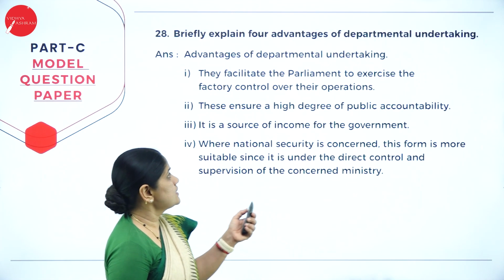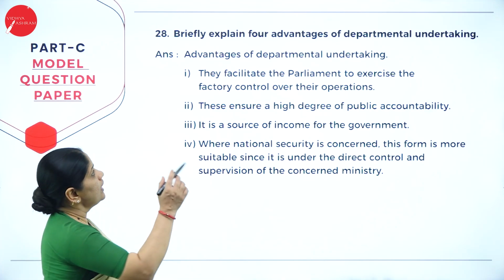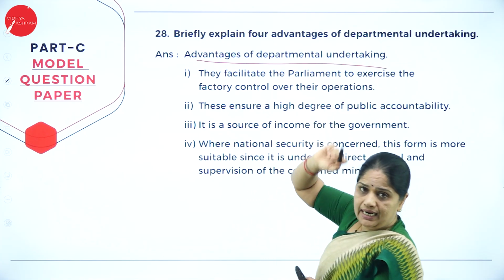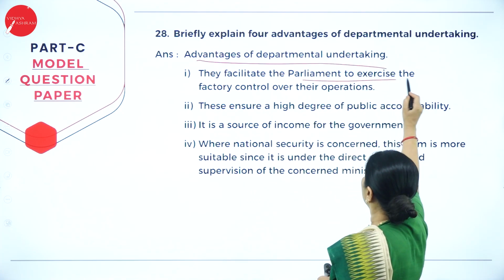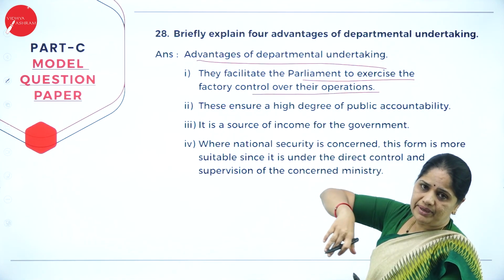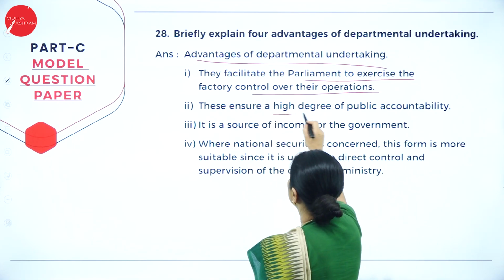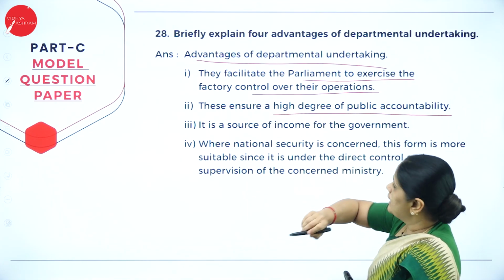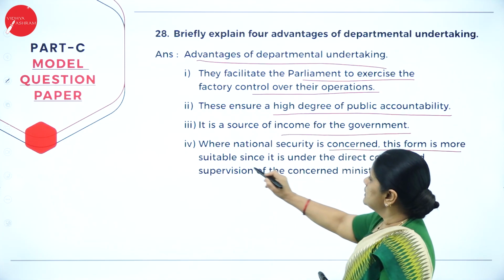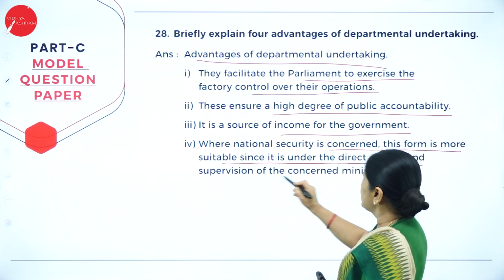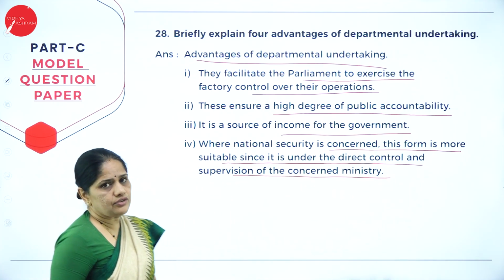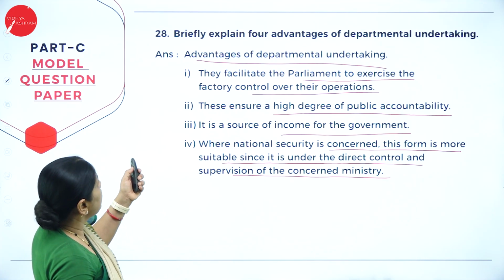Now let us go to the next question. Briefly explain the 4 advantages of departmental undertaking. First one is they facilitate the parliament to exercise control over their operations. They ensure a high degree of public accountability. It is a source of income for the government. Where national security is concerned, this form is more suitable since it is under the direct control and supervision of the concerned ministry. So these are the 4 advantages of the departmental undertakings.